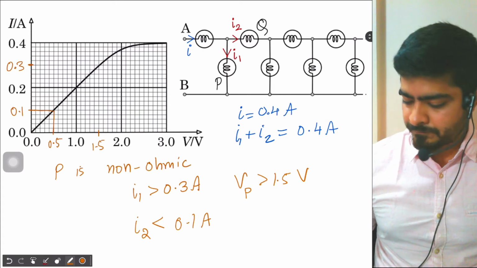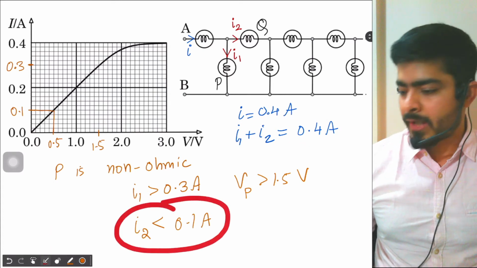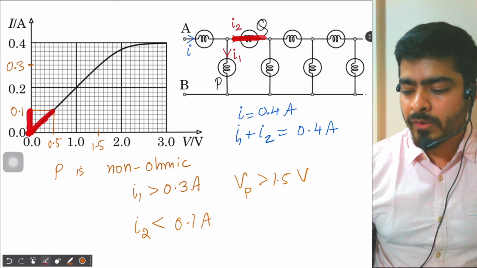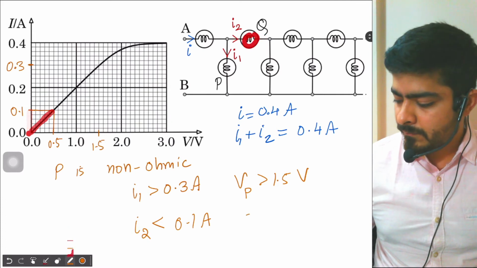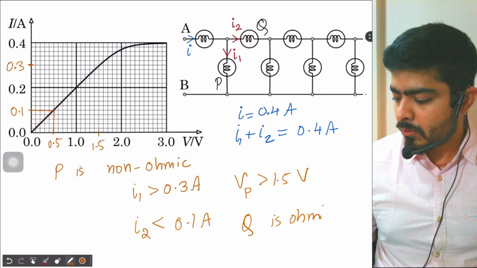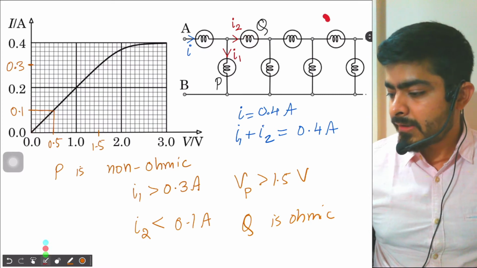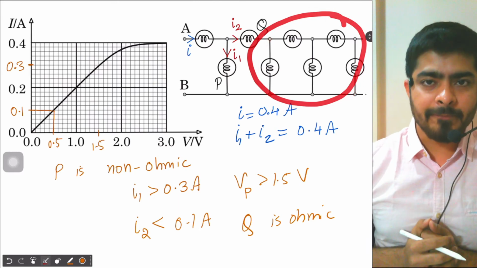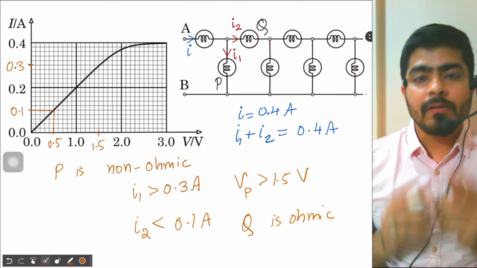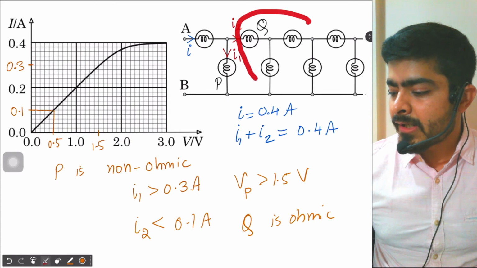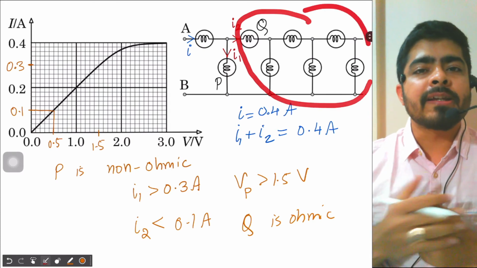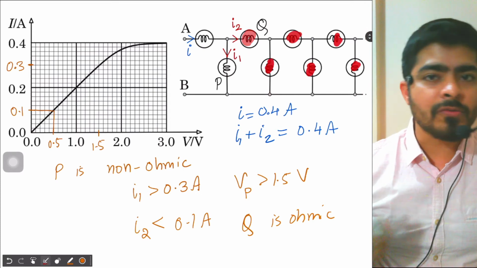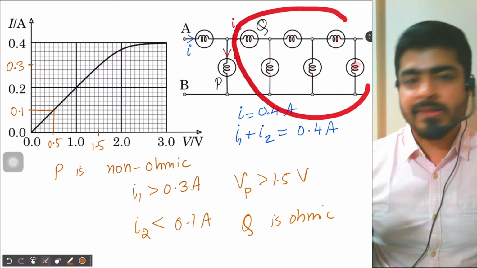Okay. Now if I2 is less than 0.1 ampere, that means current flowing through Q is in this range. Therefore Q should be ohmic. Q is ohmic, and this entire ladder, all the lamps in this entire ladder should be ohmic. So now what we do, we find the net resistance of this ladder first, taking it to be an ohmic one. So each lamp is having how much resistance? It is having 5 ohms of resistance. So let's find the net resistance of this ladder first.